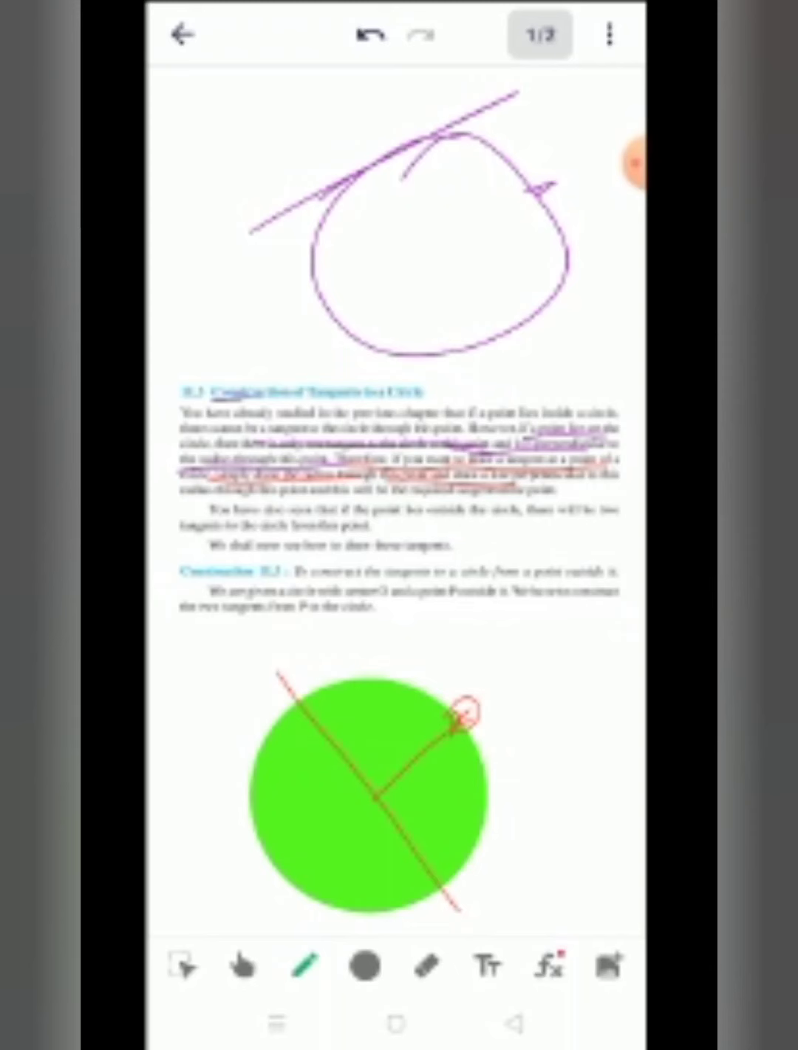Now you have also seen that if the point lies outside the circle, then there will be two tangents to the circle from this point. Suppose a point is here, then there will be two tangents like this to the circle from this point. We will see this also. We shall now see how to draw the tangents.